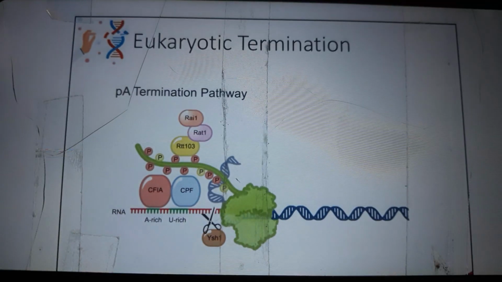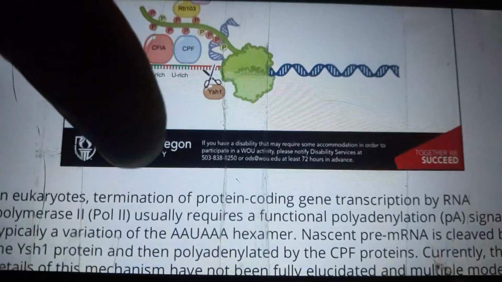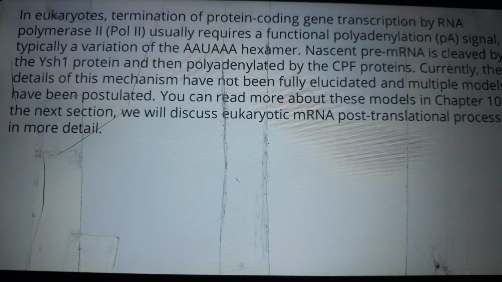Next is the eukaryotic termination. In eukaryotes, the termination of protein coding gene transcription by RNA polymerase 2 (Pol 2) usually requires a functional polyadenylation (PA) signal, typically a variation of the AAUAAA hexamer. Nascent pre-mRNA is cleaved by the Ysh1 protein and then polyadenylated by the CPA proteins. Currently, the details of this mechanism have not been fully elucidated and multiple models have been postulated.